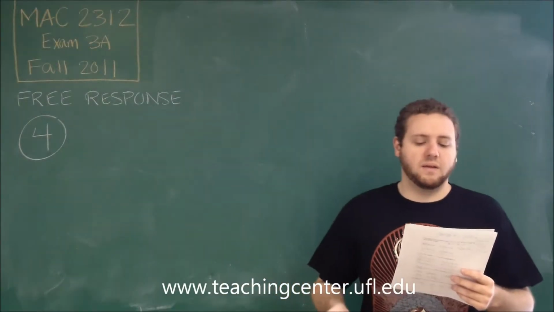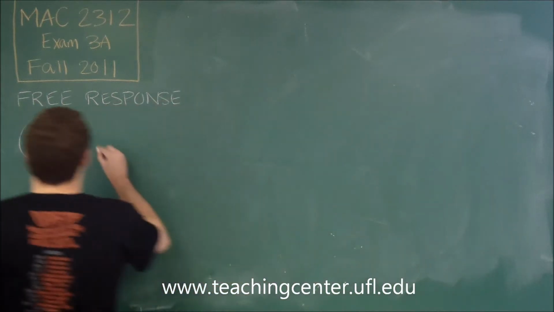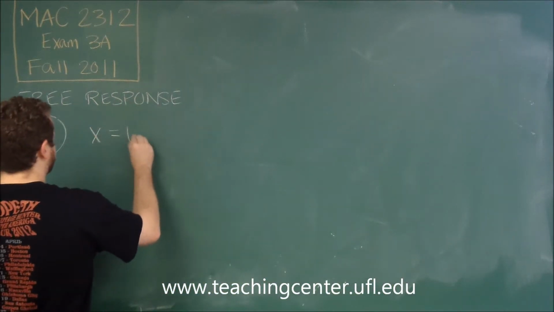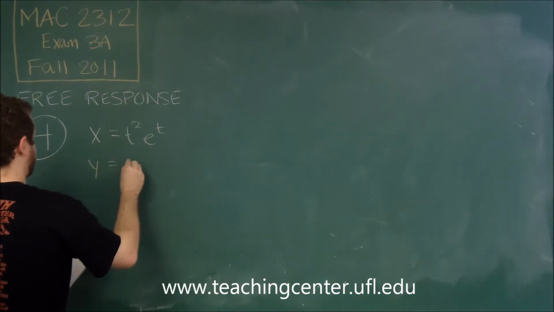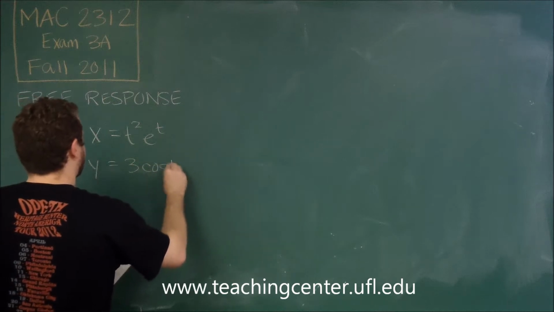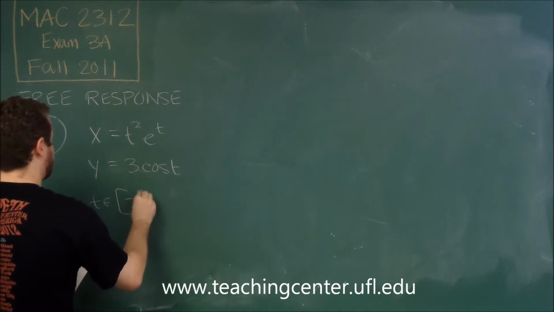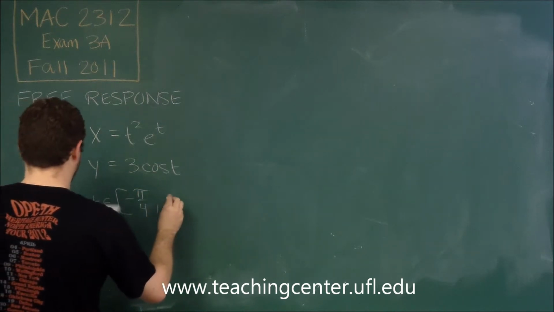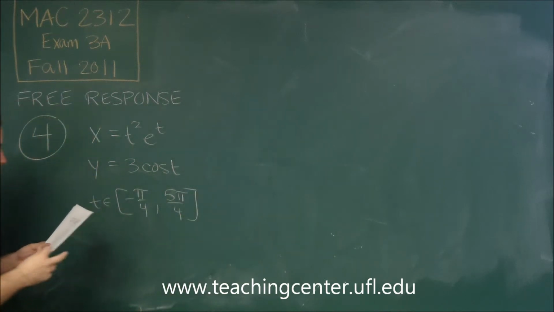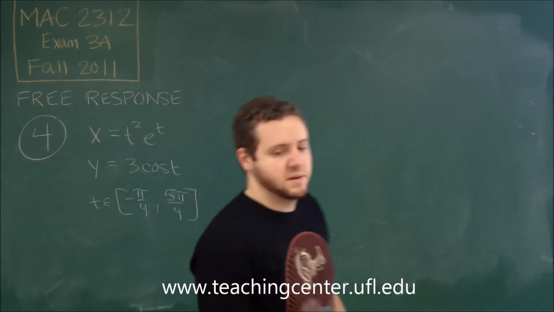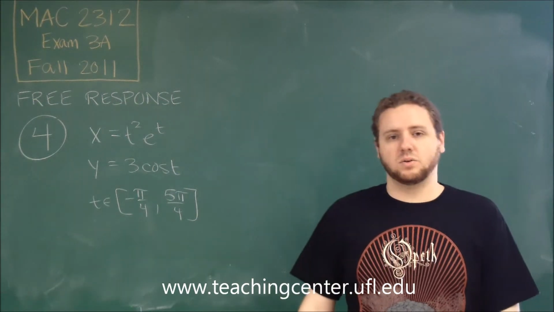We need to have a parametric curve and find where the tangent line is horizontal. So we have x is equal to t squared e to the t, and y is equal to 3 cosine of t. Also, we are on the interval t going from negative pi over 4 to 5 pi over 4. So we want to find the points in rectangular coordinates where the tangent line is horizontal.